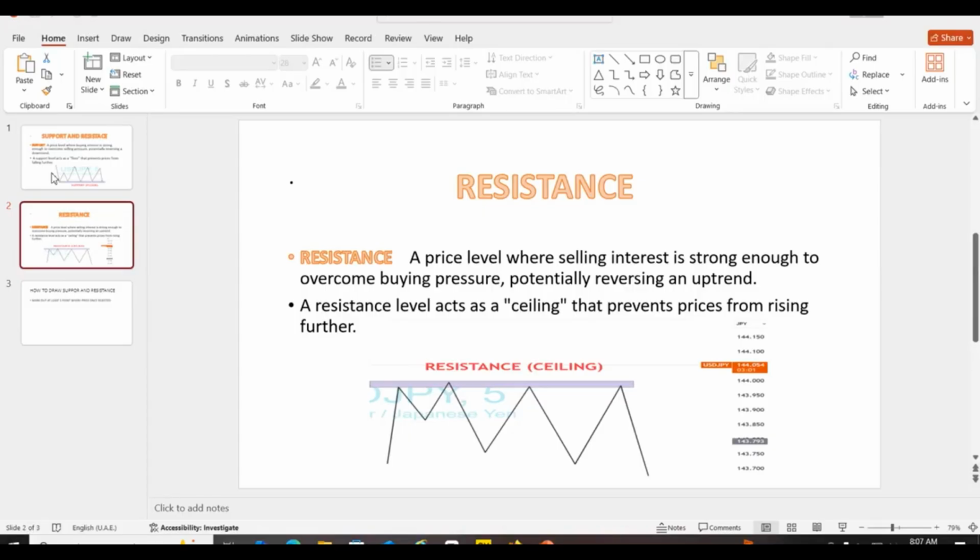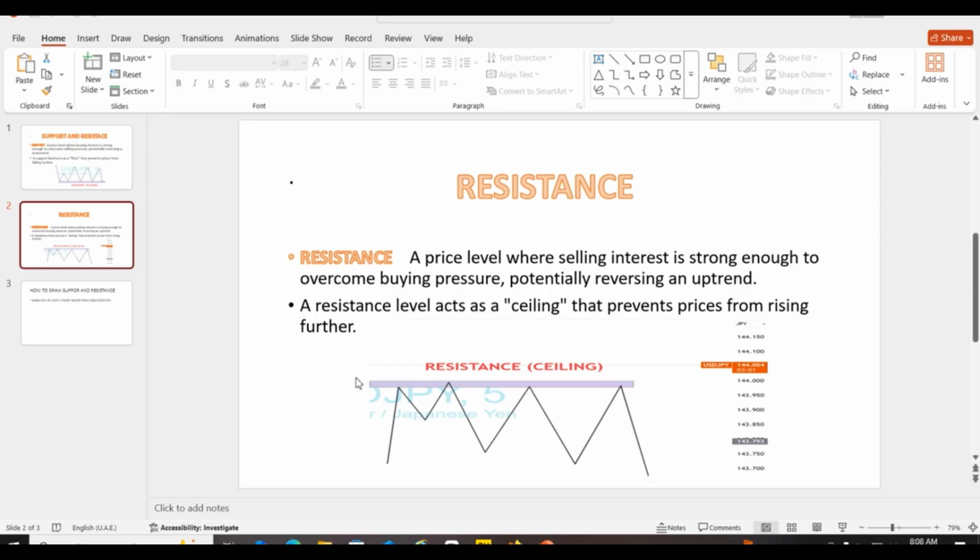Okay, we go to resistance. So what is resistance? Resistance is the inverse of support. A resistance level is a price level where selling pressure is strong enough to overcome buying pressure. Okay, so here the sellers' pressure is heavier than the buyers' pressure, potentially reversing an uptrend. If the market goes up and reaches the resistance level, what will you expect? Will you expect it to drop, to calm down?